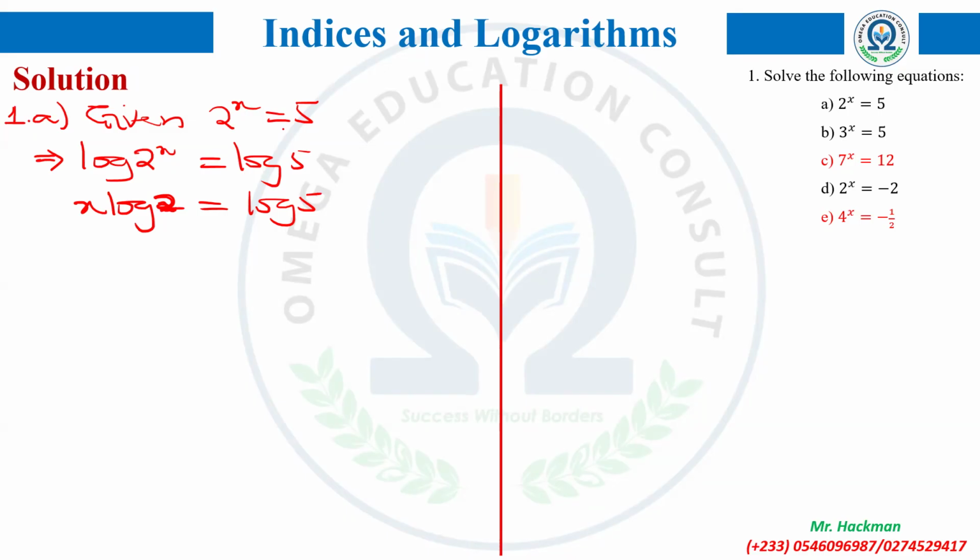We are looking for x. Is that not it? Yes, please. Okay, so we are going to make x the subject here. This is one term in x. So you write it again and you divide by log 2, so both sides by log 2.